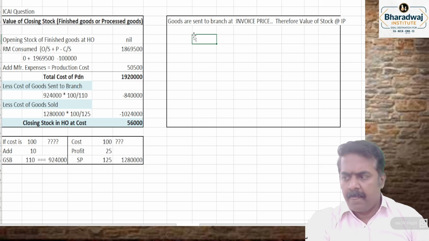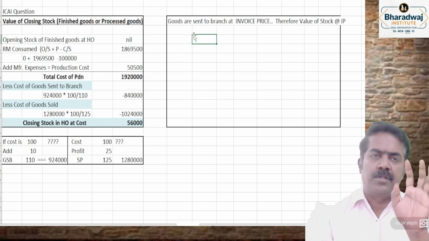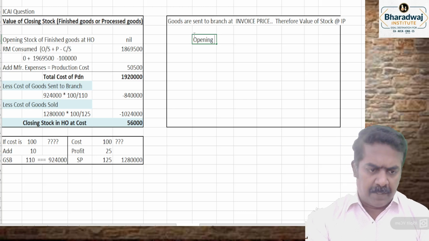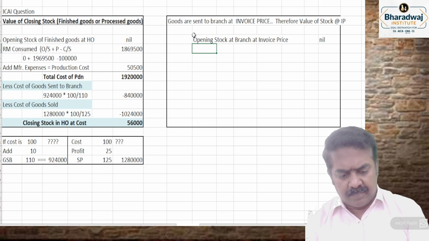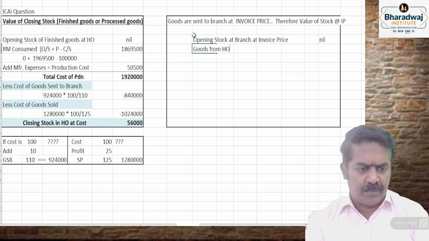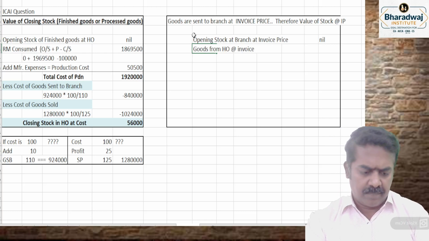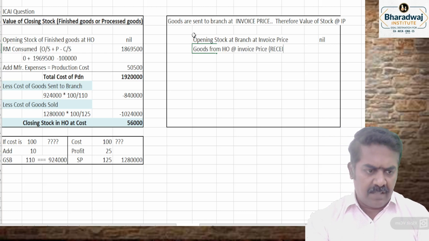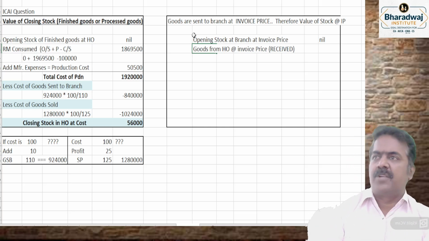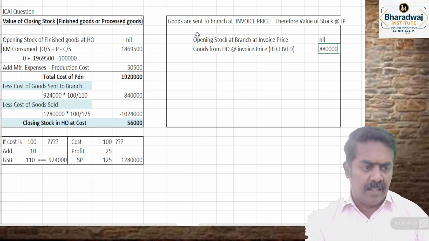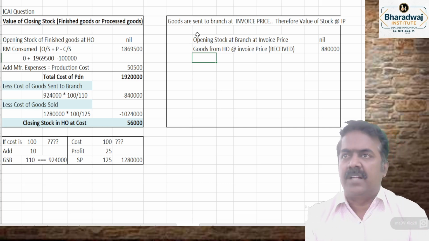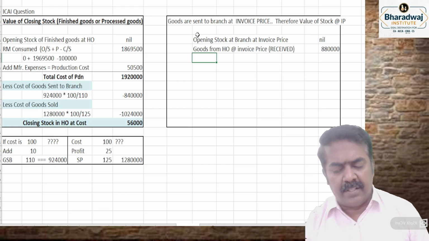Okay. Now the branch closing stock we want to work out. What is the opening stock at branch? Not given. Okay. Goods from head office at invoice price. Whatever is received by the branch only will go to the branch, right? Remaining will be called goods in transit. How much did they receive? 9,24,000 we sent. But how much did the branch receive? 8,80,000 they received. Then what is the next one?